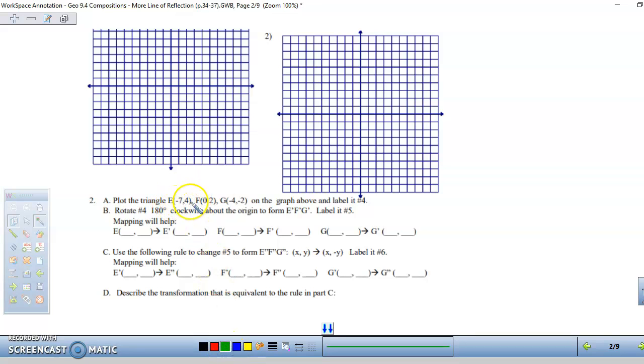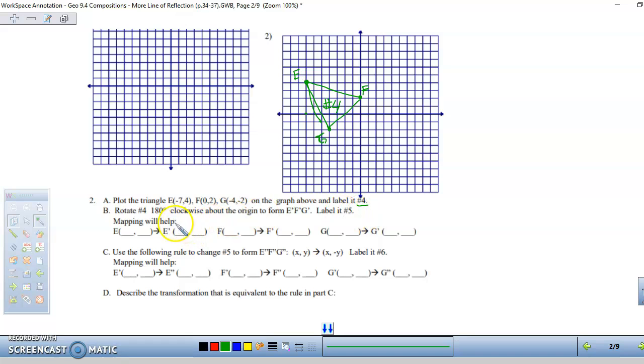Okay, so E is at negative 7, 4. So I go negative 7, 1, 2, 3, 4, 5, 6, 7, up 1, 2, 3, 4. So here's E. F is 0, 2, so that means I go across 0 and up 2 is F. And then G is at negative 4, negative 2, so 1, 2, 3, 4, 1, 2. And there's G. Okay, and then I'm going to draw my triangle. As best I can. All right, so there's my triangle. We're going to label it number 4 here.